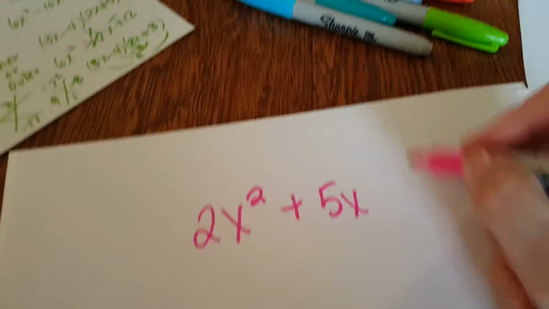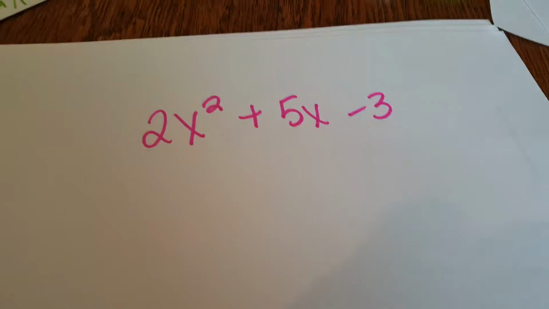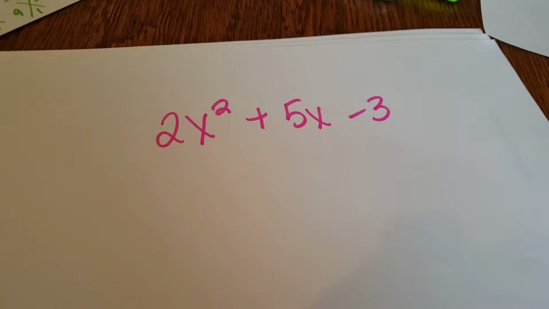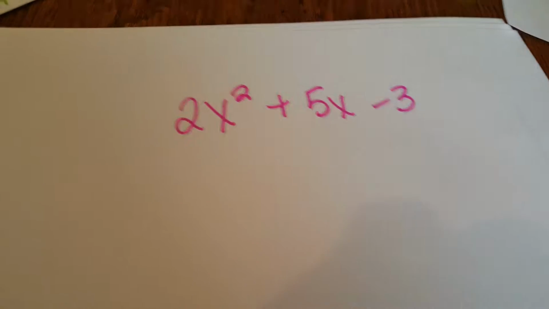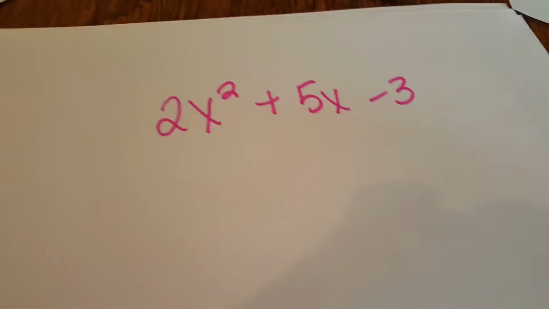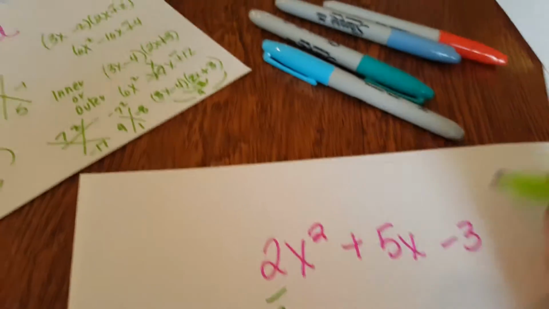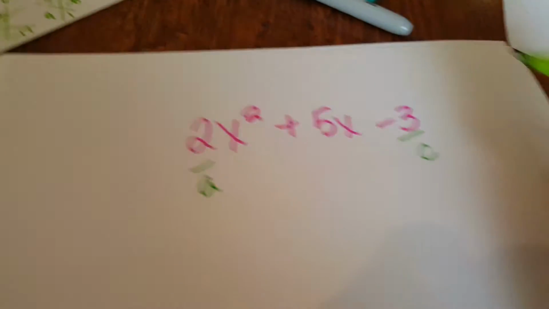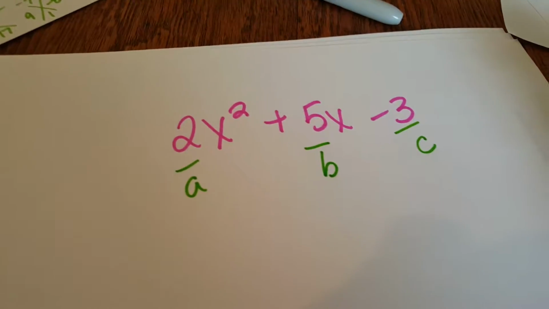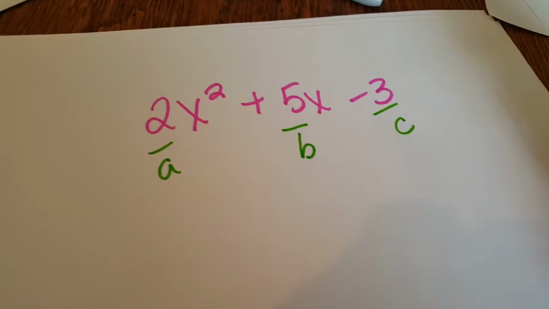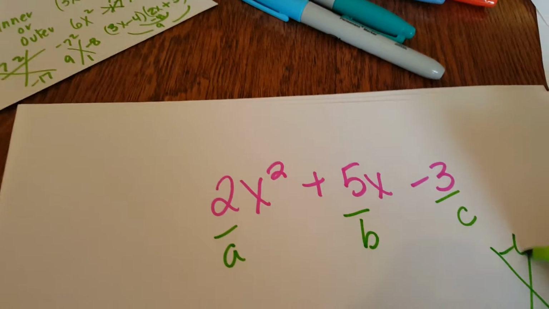Suppose we want to factor 2x squared plus 5x minus 3. Always check first to see if there's a GCF, which this one doesn't have. So we're going to do the A times C method. Here's our A, here's our C, and this term in the middle is B. So A times C, 2 times negative 3, that's negative 6.